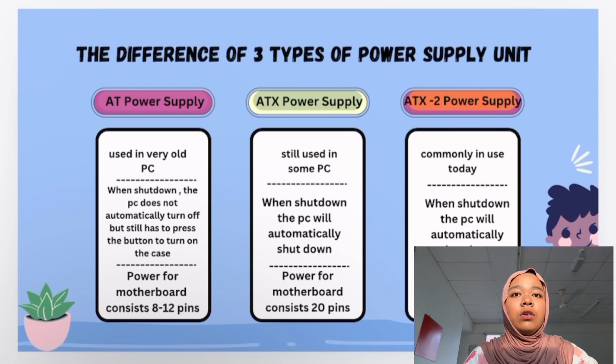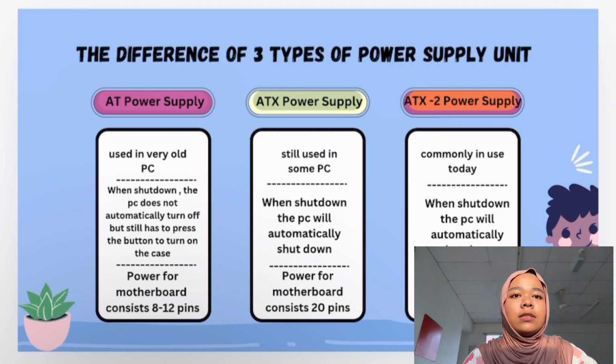So, the difference of 3 types of power supply unit. AT power supply is used in very old PC. ATX power supply is still used in some PC. Meanwhile, ATX2 power supply is commonly in use today. With AT power supply, when you shut down the PC, it does not automatically turn off, and you still have to press the button to turn off the case. For ATX power supply, when you shut down the PC, it will automatically shut down.